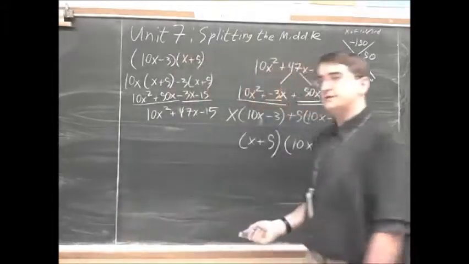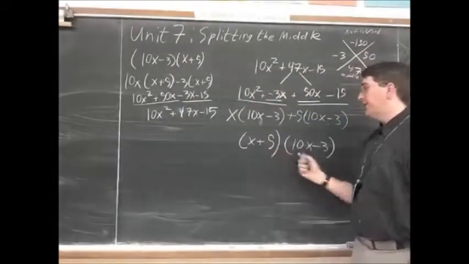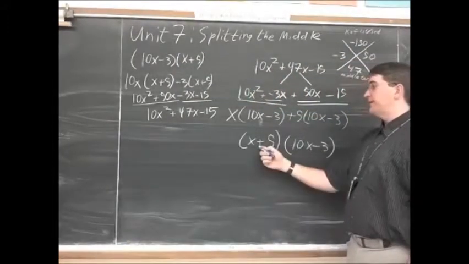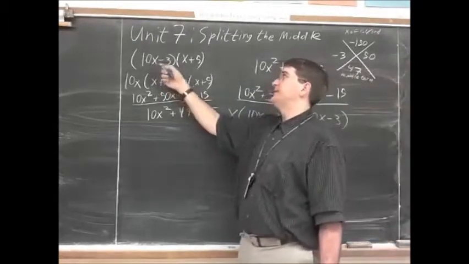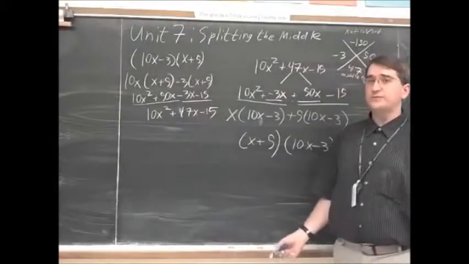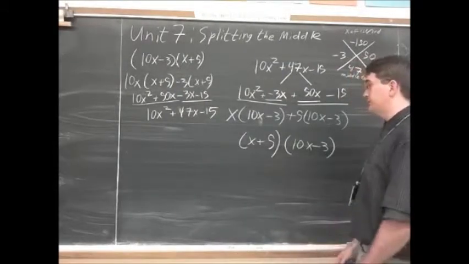Remember, multiplication is commutative. It doesn't actually matter what order you write them in. If you write it like this, x plus 5 times 10x minus 3 versus 10x minus 3 times x plus 5, you get the same result. It doesn't matter which order you do.